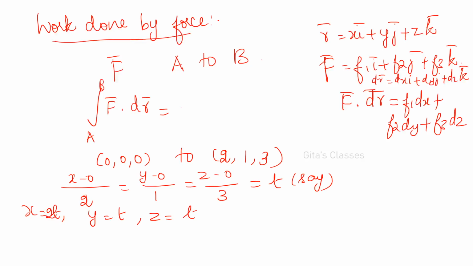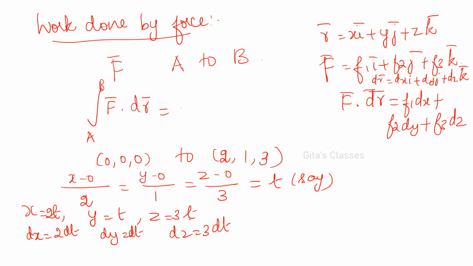So this will become x is equal to 2t, y is equal to t, z is equal to 3t. Sometimes parametric equations will be given, sometimes they will give the points like this. You may have to find that out. Now x is equal to 2t, therefore dx is 2 dt, dy is equal to dt, and dz is equal to 3 dt.